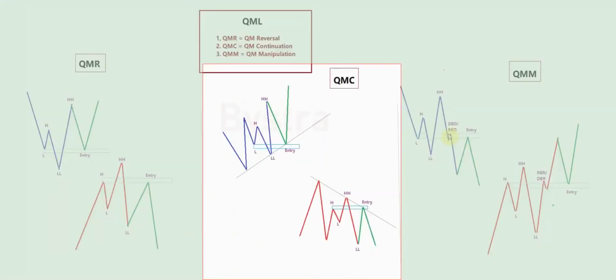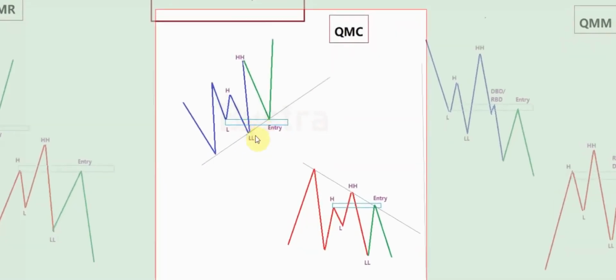Right, and next I'm going to show you the QM continuation, or the short form of QM continuation is QMC. The structure is exactly the same as QM reversal, but with an added trend line only. Okay, we have first drive, second drive, and third drive. Remember, the lower low or higher high must be in the second drive or second trend line. Okay, and remember, entry at the third drive or the third trend line. And this third drive must be aligned with the left shoulder.